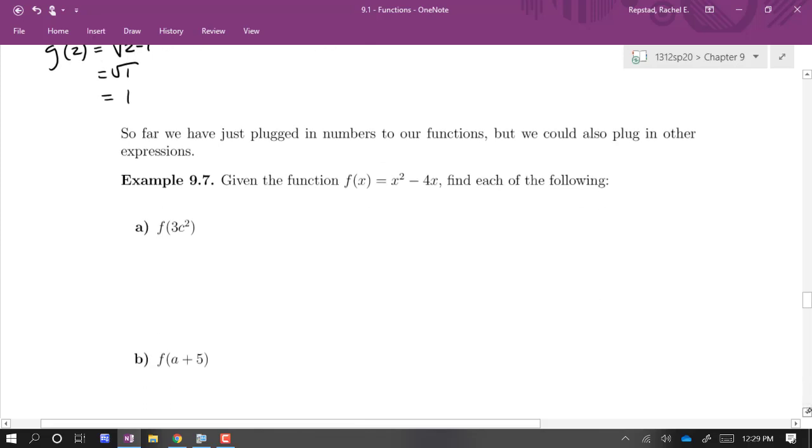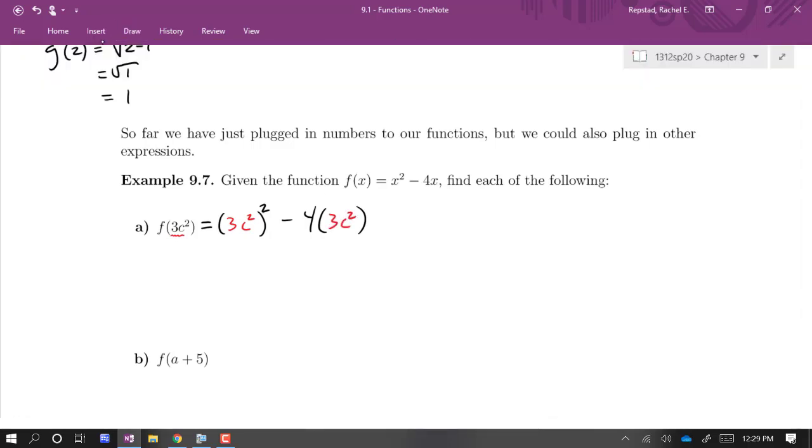So far we've just plugged in numbers to our functions, but we could also just plug in other expressions. If I want to plug in f of 3c squared, then wherever I see my variable x, I'm going to replace it with 3c squared. So again, I'm going to start out, my f of x is x squared minus 4x. So whatever my input is, I'm going to square it, and then I'm going to subtract 4 times the input. And now here, my input is 3c squared.